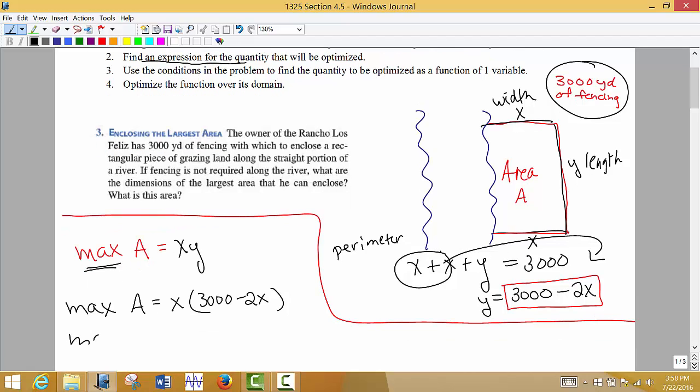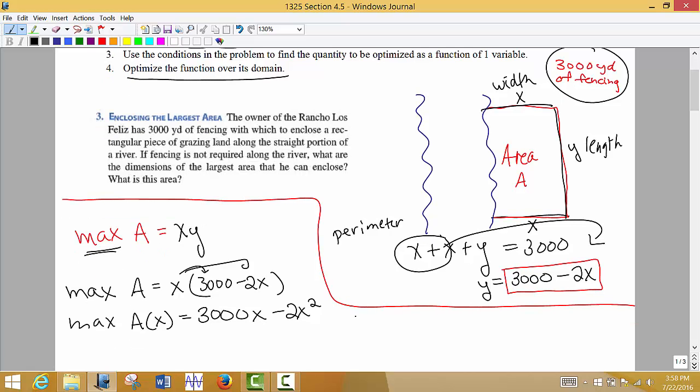All right, so I'm going to write this now as a function. A of X, so it's a function of X, so it only has X's in there. And I'm going to distribute the X into the parentheses. So it's 3,000X minus 2X squared. So what do we want to do? We want to optimize now the function over its domain.